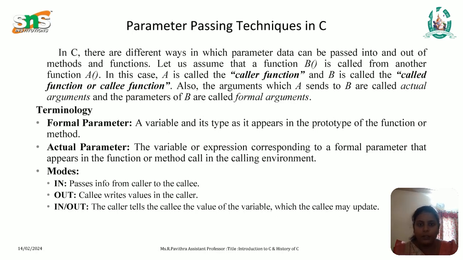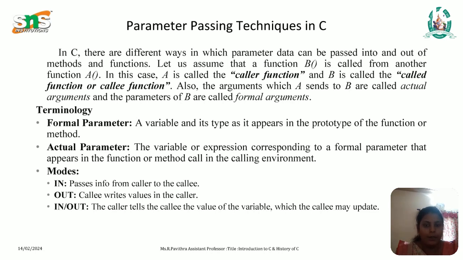The next one, parameter passing techniques in C. In C, there are different ways in which parameter data can be passed into and out of methods and functions. Let us assume that a function B is called from another function A. In this case, A is called the caller function and B is called the called function or callee function. Also, the arguments which A sends to B are called actual arguments and the parameters of B are called formal arguments. Three terms can be used: formal parameter, actual parameter, and modes.